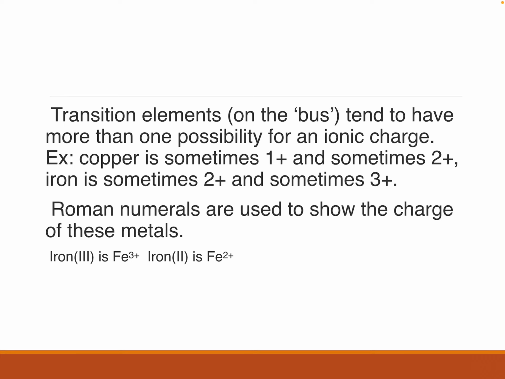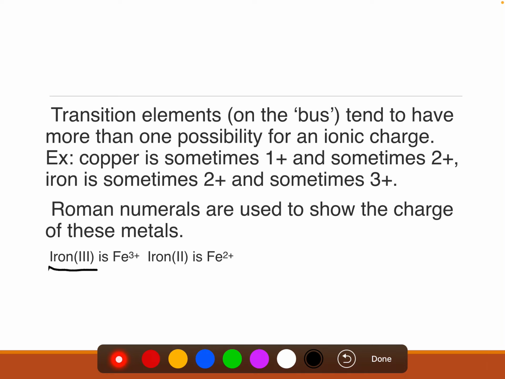On the transition elements, so D block, a lot of those metals have more than one possibility. And so, for instance, copper's sometimes +1 or +2, iron's sometimes +2 or +3. When we have those situations, we actually have to mess with the name. We can't just call it iron because we don't know whether it's iron 2 or iron 3. So we put Roman numerals by it. Iron 3 means it's iron with a +3 charge.